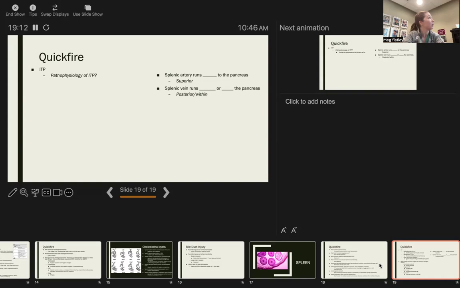What is the pathophysiology of ITP? Yeah, autoantibodies, and these are to the glycoproteins. How do we manage ITP? Nice. Yes, IVIG and steroids. If they're refractory, you can manage this with a splenectomy. If someone has a positive response to steroids, that is a good prognostic factor for improvement with a splenectomy.